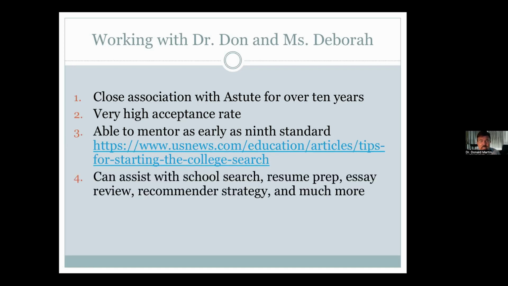And lastly, as I mentioned, we can assist you with school search, resume prep, essay, recommender strategy, everything. We can help you. In fact, one of the things I've most often done for Astute is providing short lists of institutions to consider. But in light of my earlier comment about research, do you know how many institutions I usually provide to an applicant to take a look at? Between 35 and 40, not just 7 or 8, a much larger number. We can do that for you.